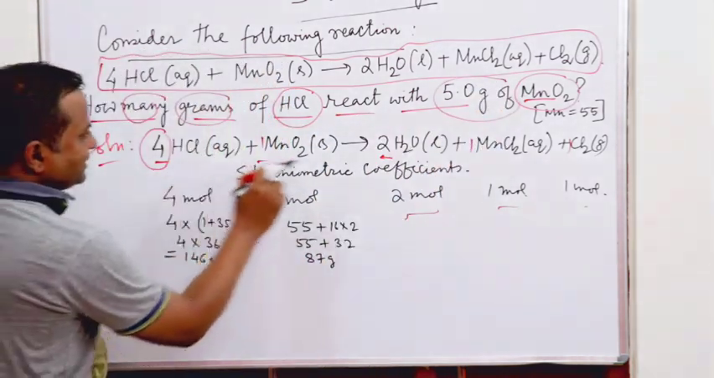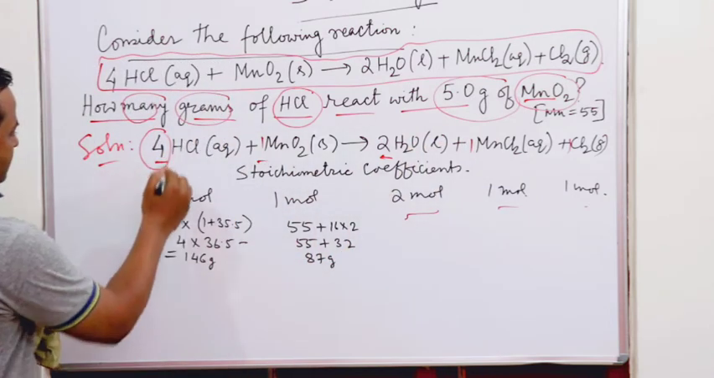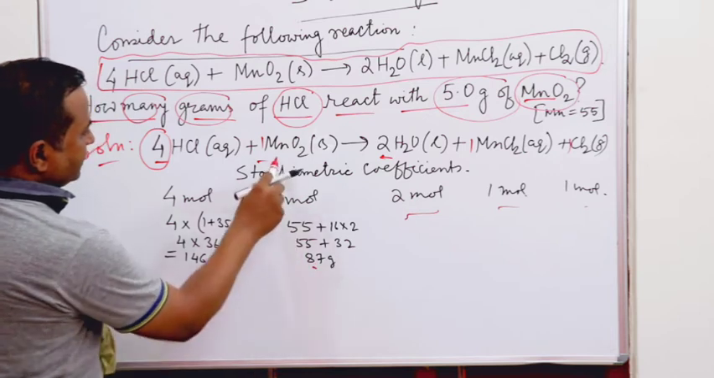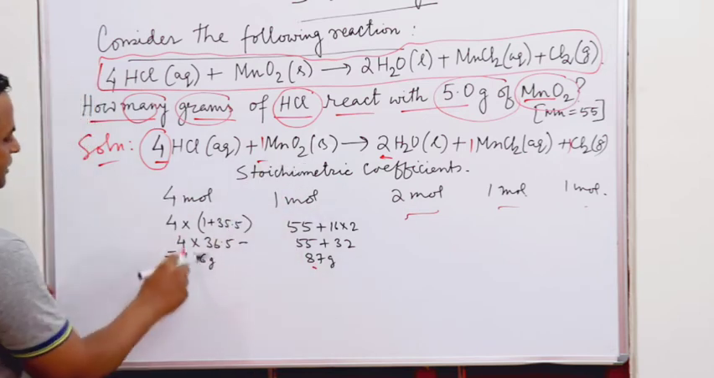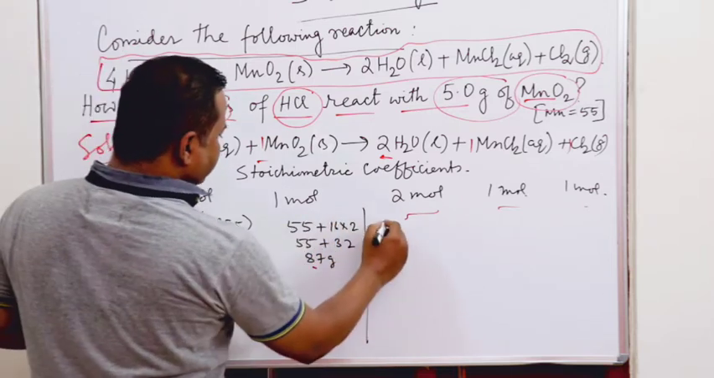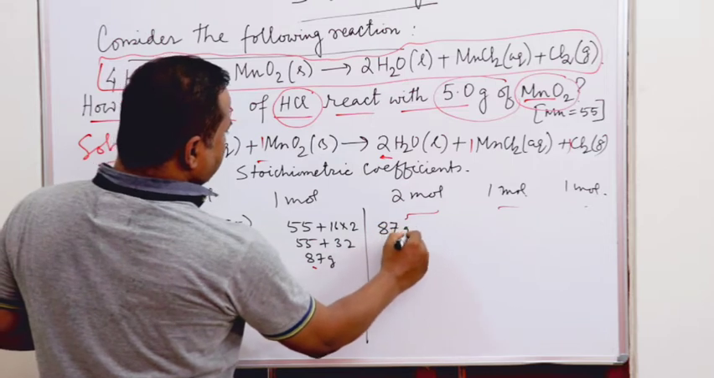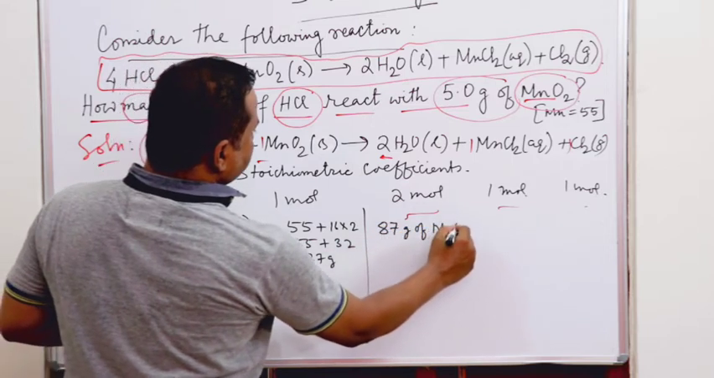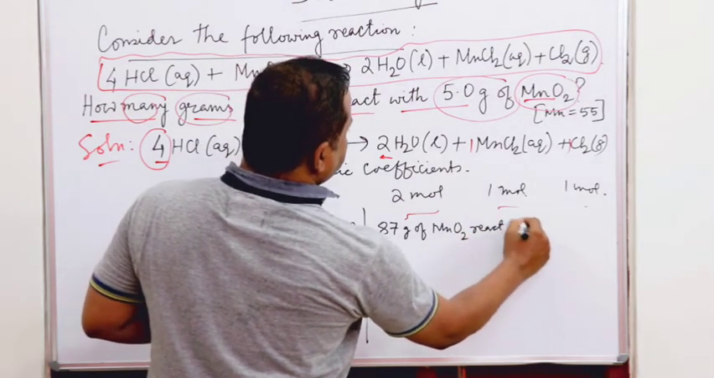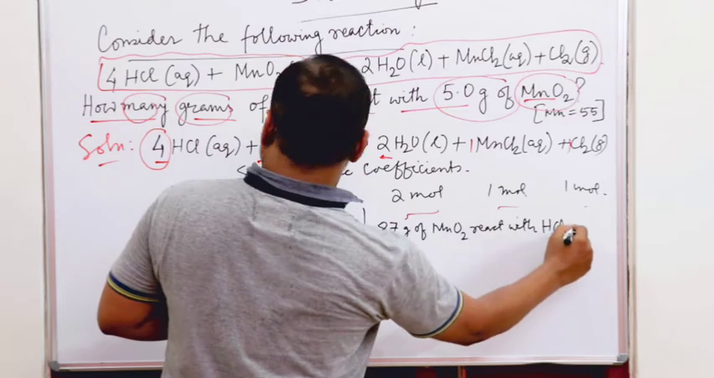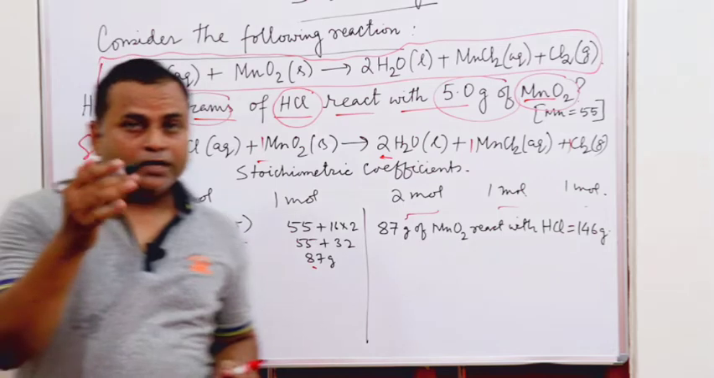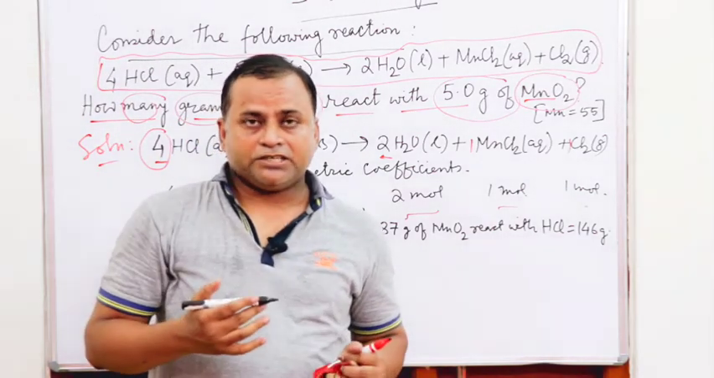Now you consider this equation. This equation says that what? How many gram? 87 gram of MnO2 reacts with how many grams of HCl? 146 gram. So we can write 87 gram of MnO2 react with HCl is equal to 146 gram. Now we are in the fourth step. Now we are calculating the amount.